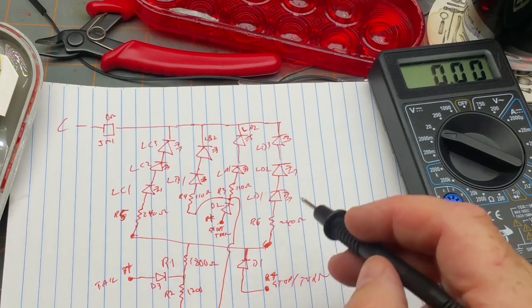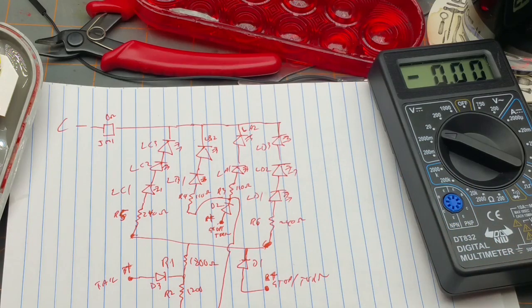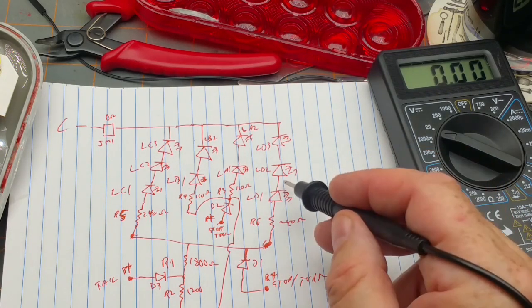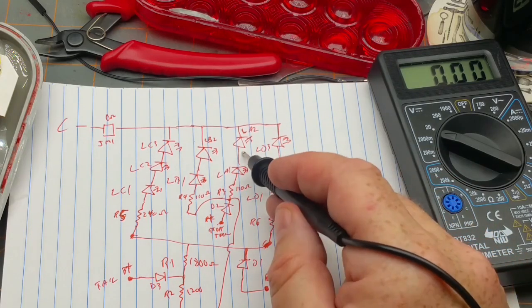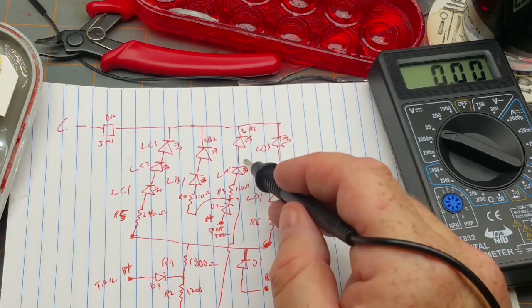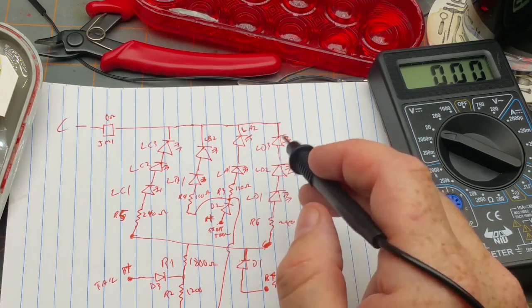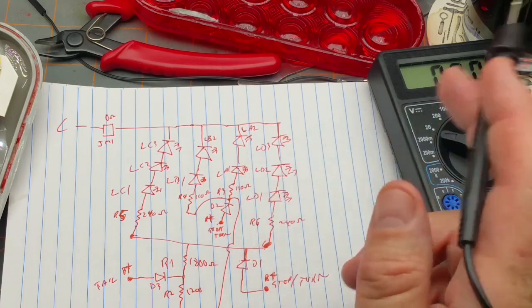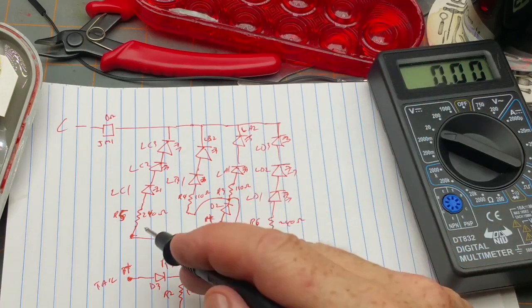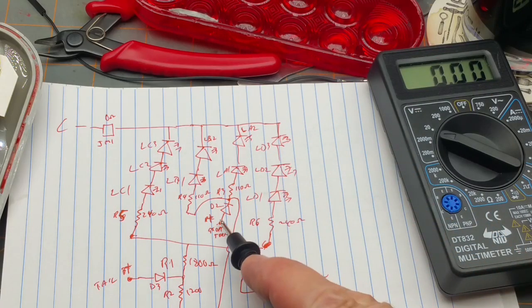When I measured across any of these LEDs in the strings of three, when it's on full brightness, I get 1.9 volts across each diode. And these ones in the strings of two get 2.1 volts. So it's not that much difference, but there is a bit different current flowing through them, obviously, if they're dropping different voltages. So that's how this stop turn, the brighter one, is set up.